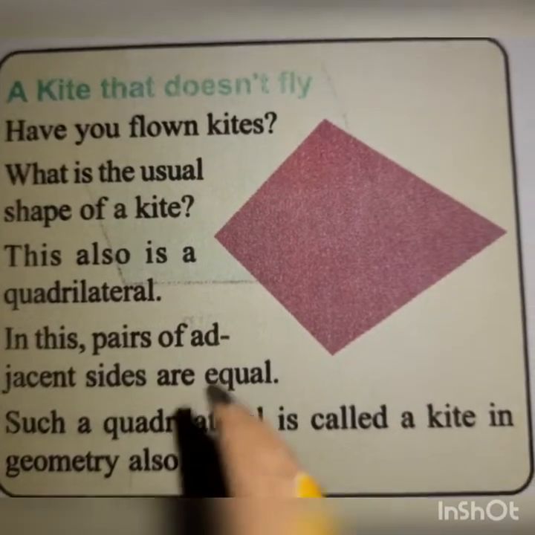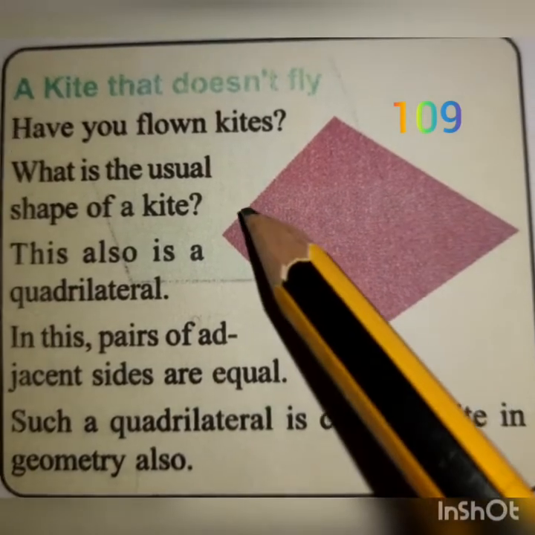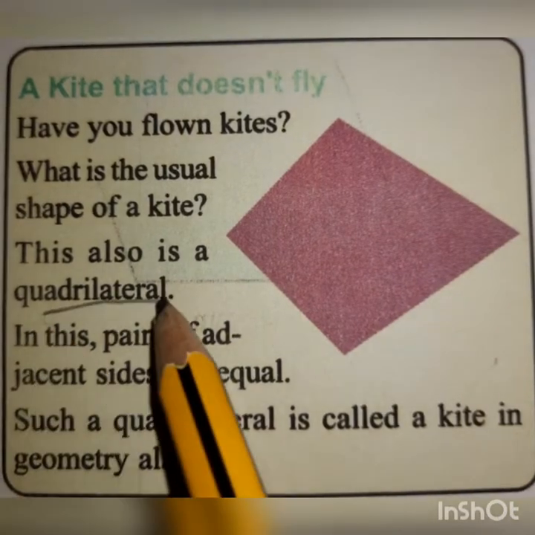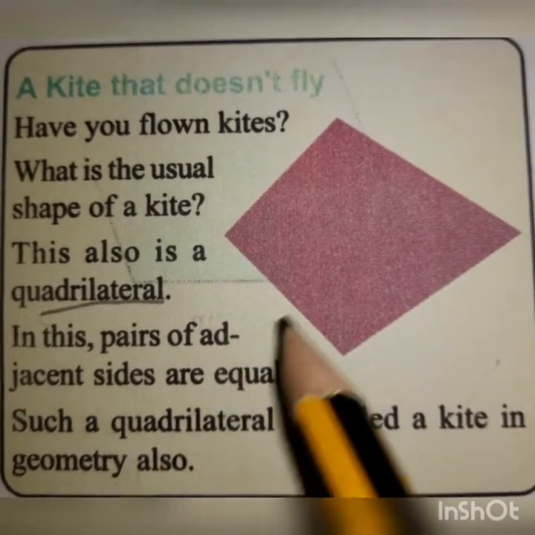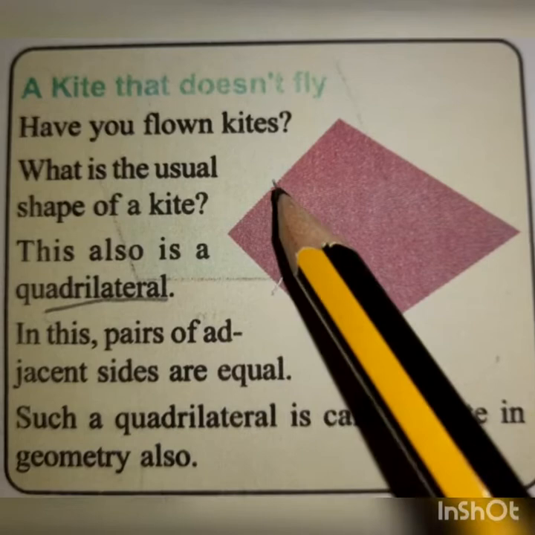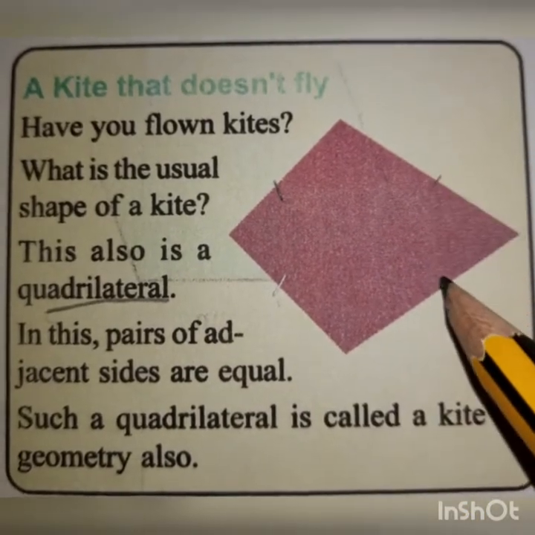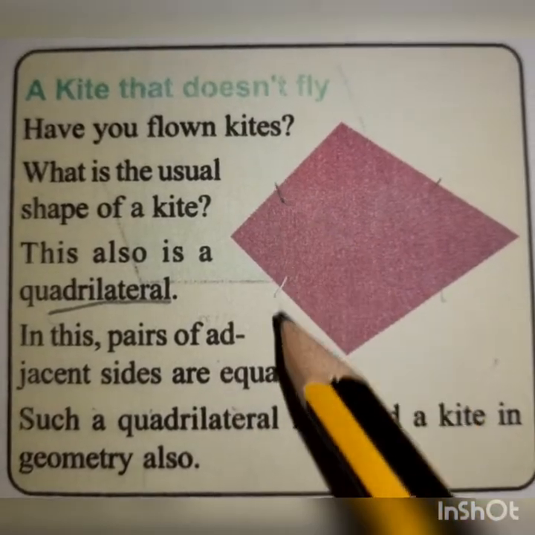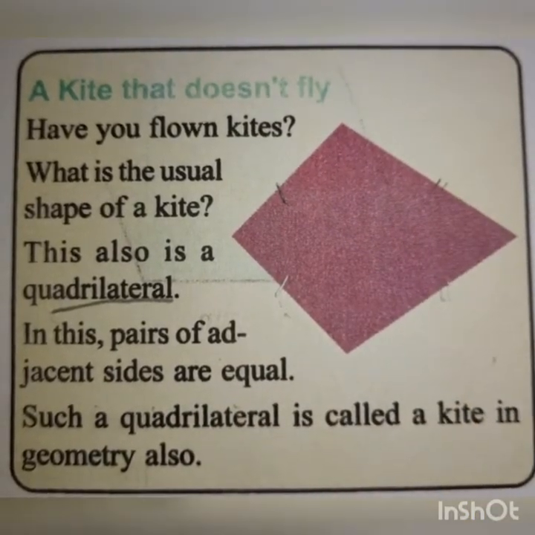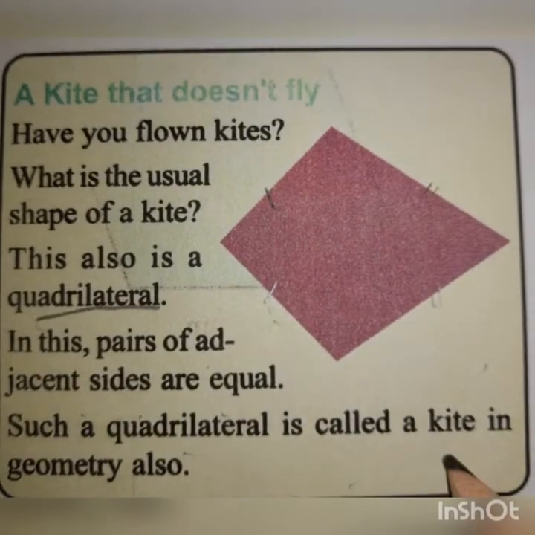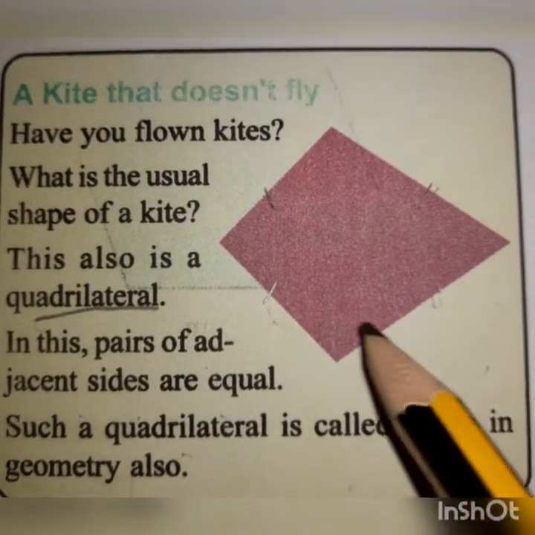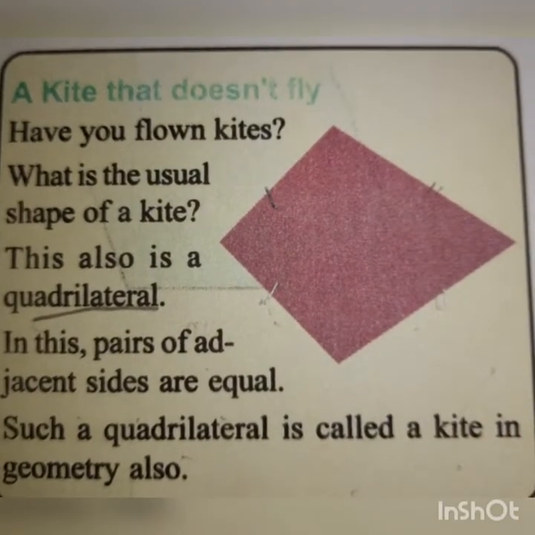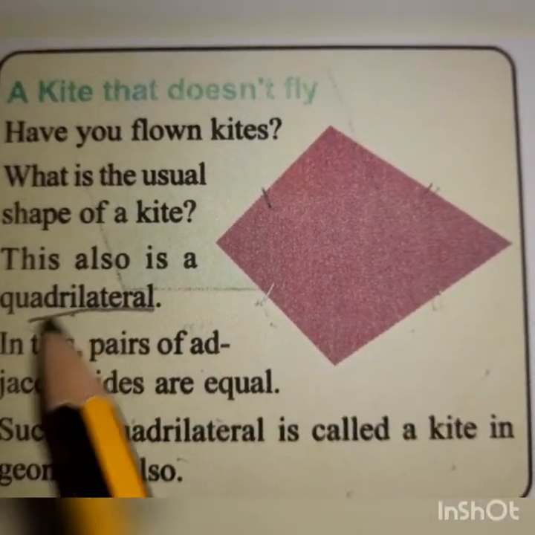You are familiar with the kite. What is the usual shape? You can see the shape of the kite. The usual shape is a quadrilateral, and the speciality is the pair of adjacent sides. These two sides are equal. These two sides are also equal. Pair of adjacent sides are equal. These two sides and here these two sides are equal, and such a quadrilateral is called a kite. The shape of a kite is here with the adjacent sides equal. This is the shape of a quadrilateral.